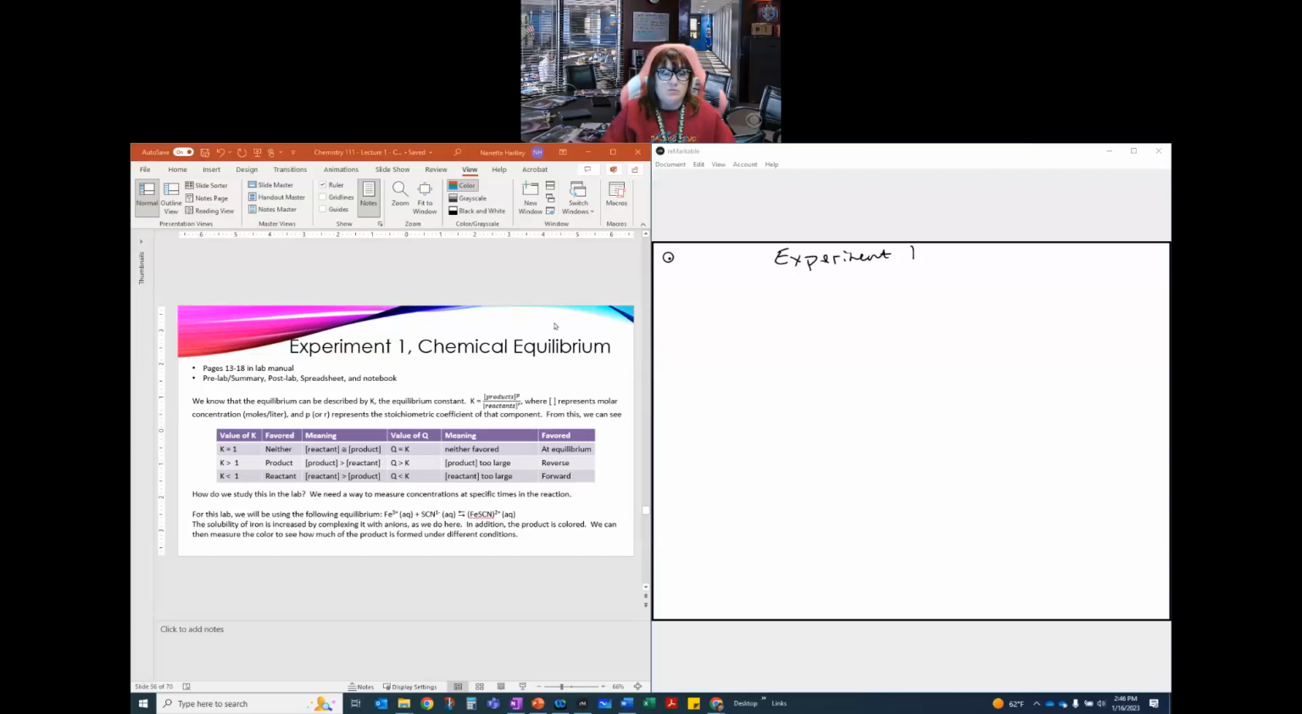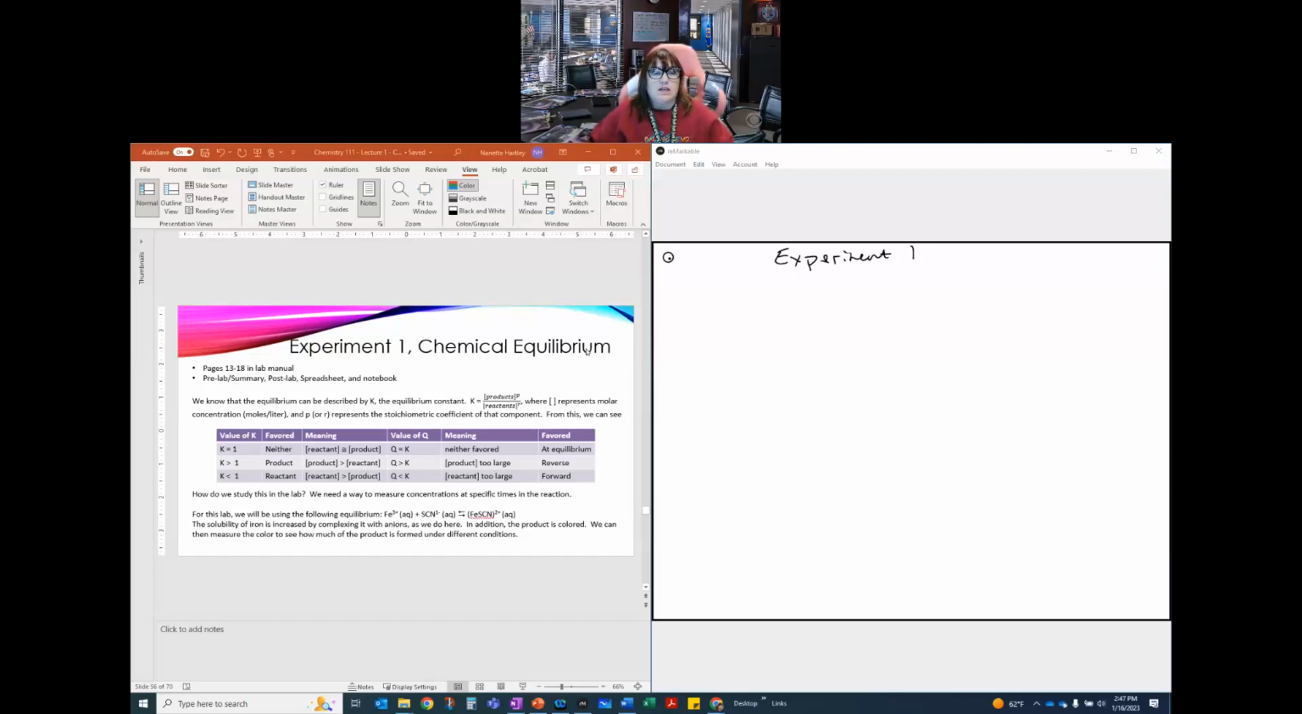This experiment is on pages 13 to 18 in the lab manual. It contains a pre-lab summary, post-lab spreadsheet, and notebook, in addition to the ALEX. I added the ALEX later than everything else because people wanted simulations to go with these experiments. That's only a 10-point part of this. It's part of this grade, so make sure you do that as well.